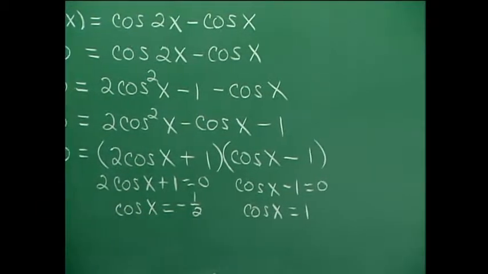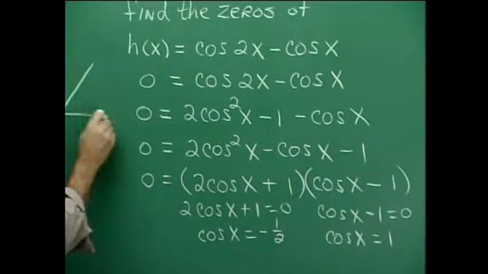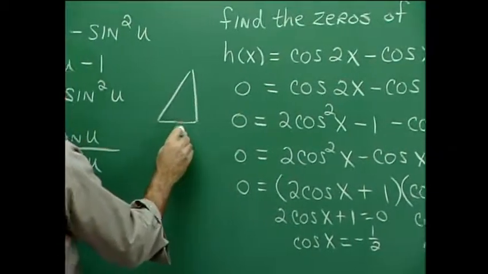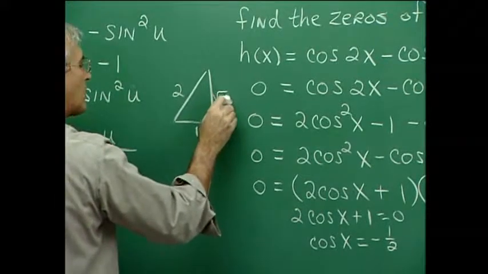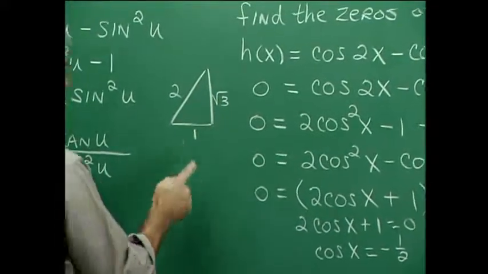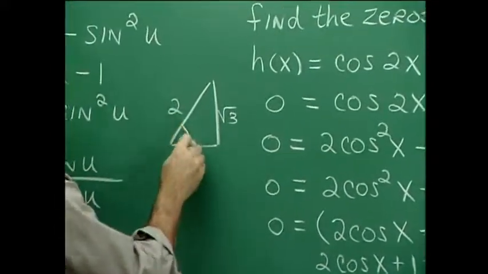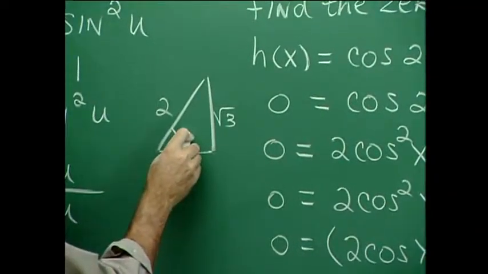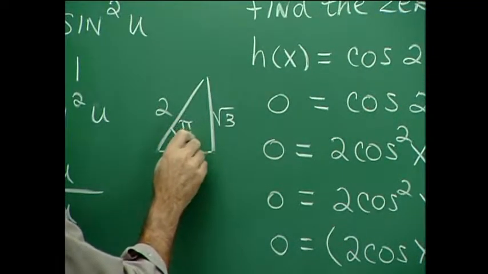Well, I need some more information here. I need to go to that 1, 2, the square root of 3. I'm talking about cosine, so it's adjacent over hypotenuse. Oh, that's this angle. It's 60 degrees or pi over 3. So we're thinking pi over 3.